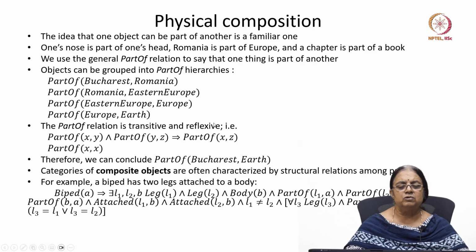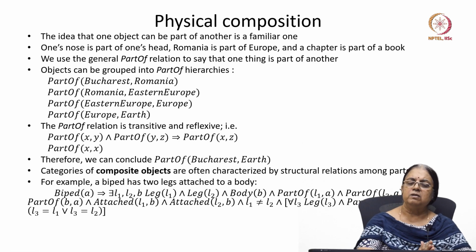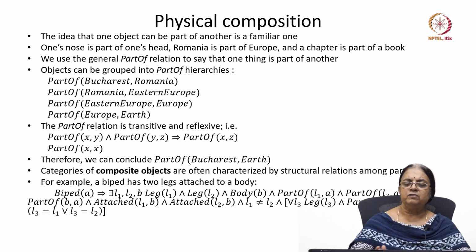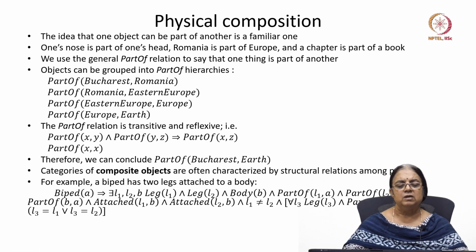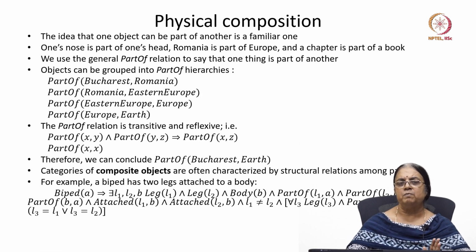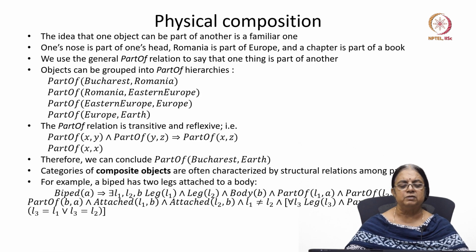Next is what is called the part-of relationship: one object can be a part of another object. For example, the nose is a part of the face, and we can say Karnataka is a part of India, etc. And a chapter is part of a book, etc. So you have what are called the part-of relationships.